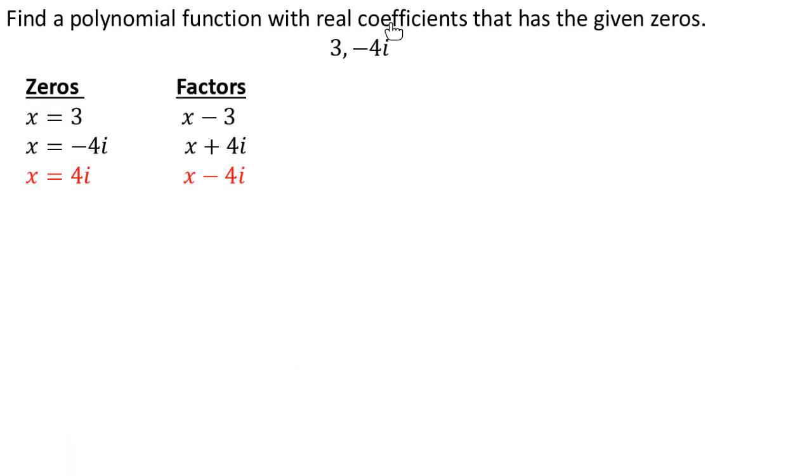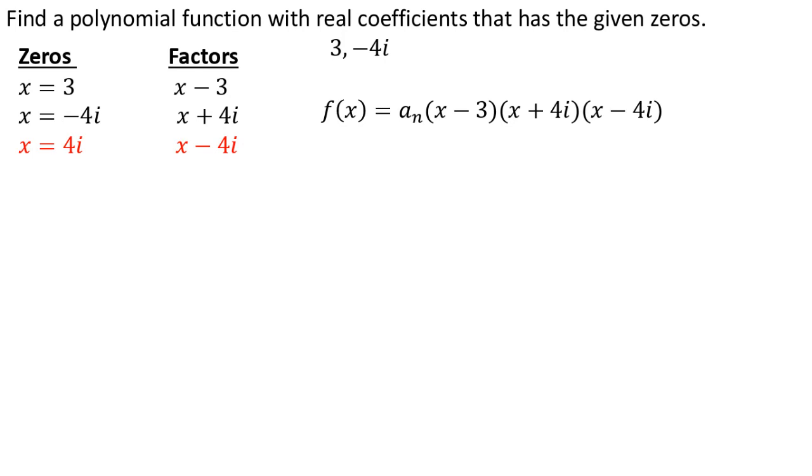All right, so again, I have the zeros. I have x equals 3, x equals negative 4i, x equals 4i. I'm going to write down the factors. So the factors are x minus 3, x plus 4i, and x minus 4i. So again, I'm going to use the linear factorization theorem to get my polynomial.